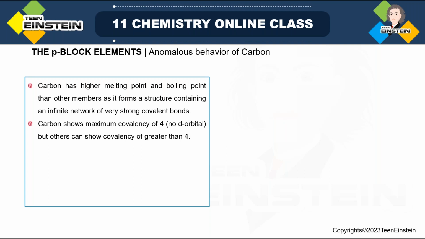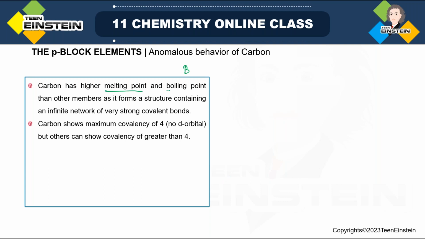Anomalous behavior of carbon. As we know, the first member of any group behaves differently. We have already seen it in s block elements, for the first element. In group 1, the first element is lithium, and in group 2, the first element is beryllium; we have seen how they behave differently from the rest of the members. In group 13, that is in p block elements in this chapter, the first element is boron, which is behaving differently from the other members. Same thing now we will see for carbon.